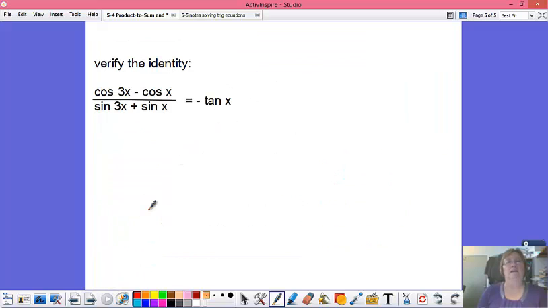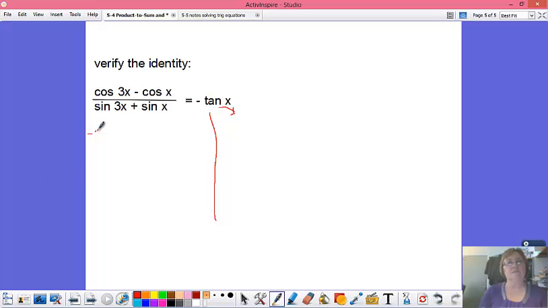Our last task today is to verify the identity. So what we're going to ask you to do is take the more complicated side and try and make it look like the uncomplicated side. So I'm going to write my bar here and say this side we're leaving alone. This side we get to operate on. Now this is a difference, cosine minus cosine. So let's take a look at the identity that is cosine minus cosine and just rewrite the top using that.